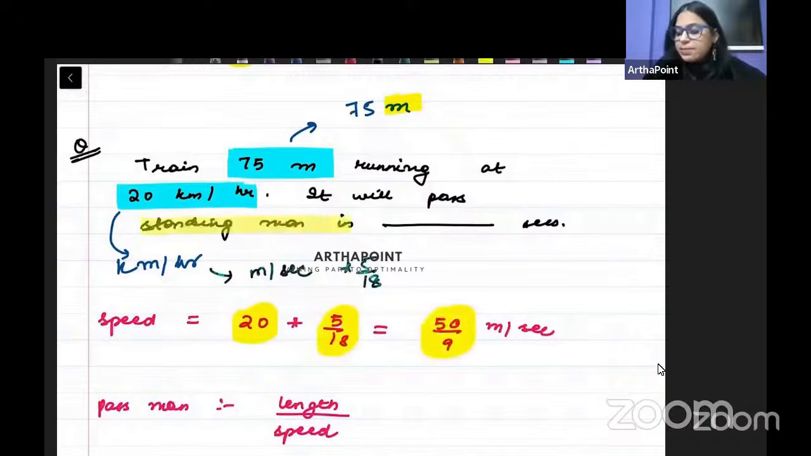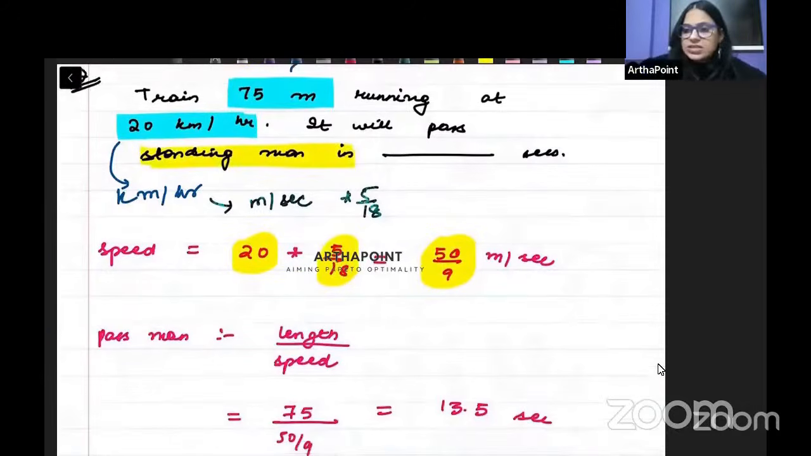Now it says, when will it pass the standing man? The formula to check how it will pass the standing man, that means you need to find the time, right?